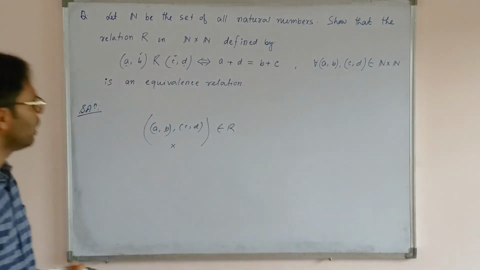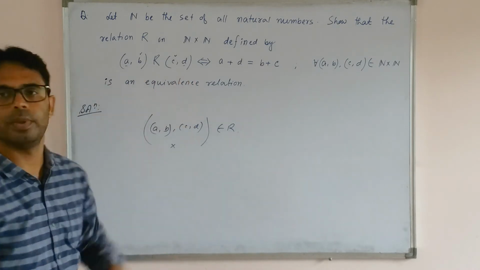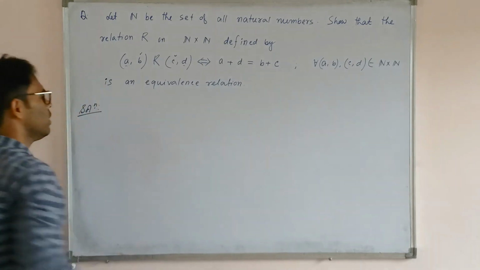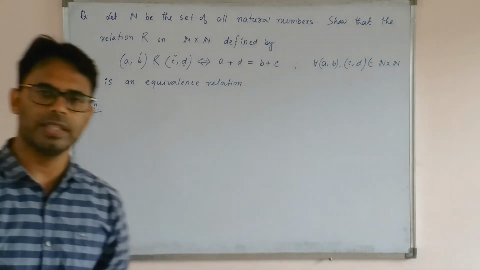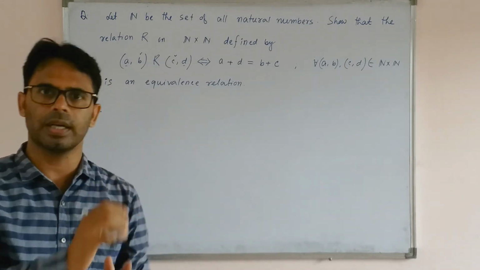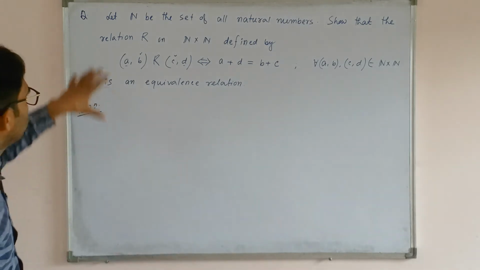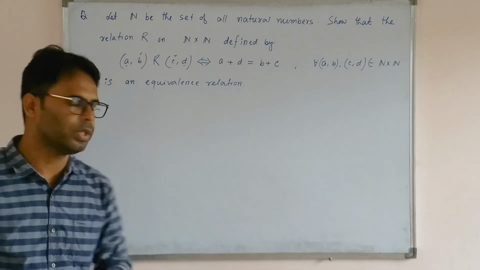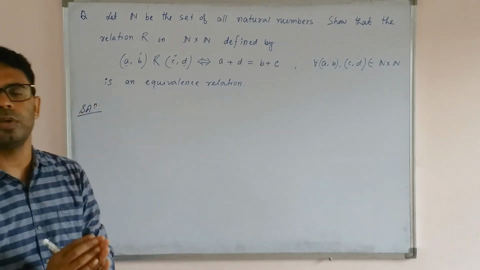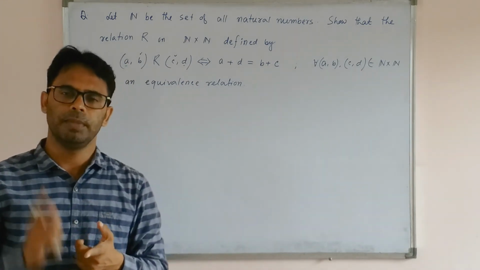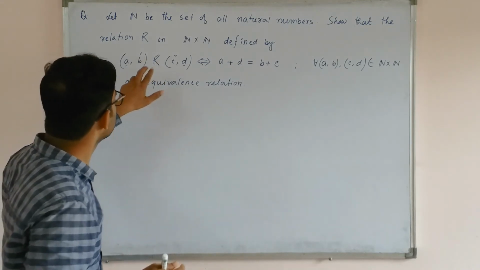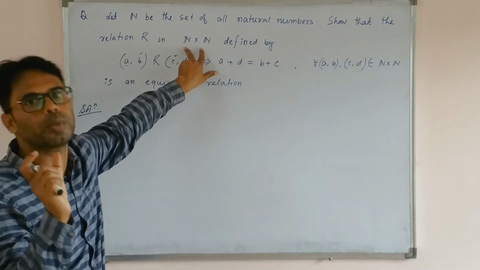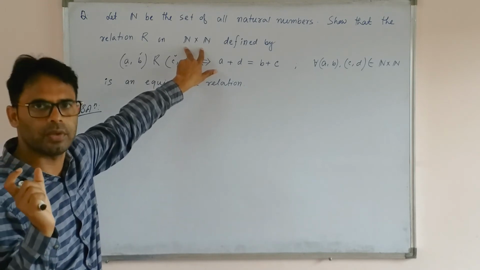The question is whether this is an equivalence relation. So to check whether this relation is symmetric, reflexive, and transitive, I will have to check each property. To check whether the relation is reflexive, you need only one element. This time the element should be taken as an ordered pair, because the relation is defined on the set N cross N.